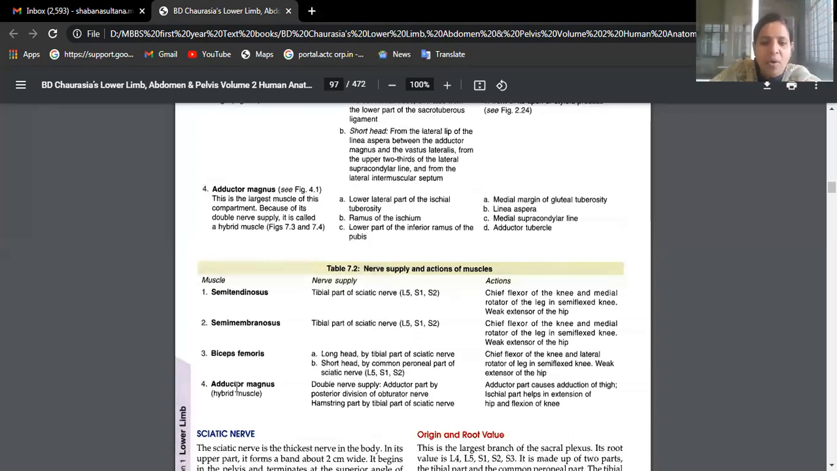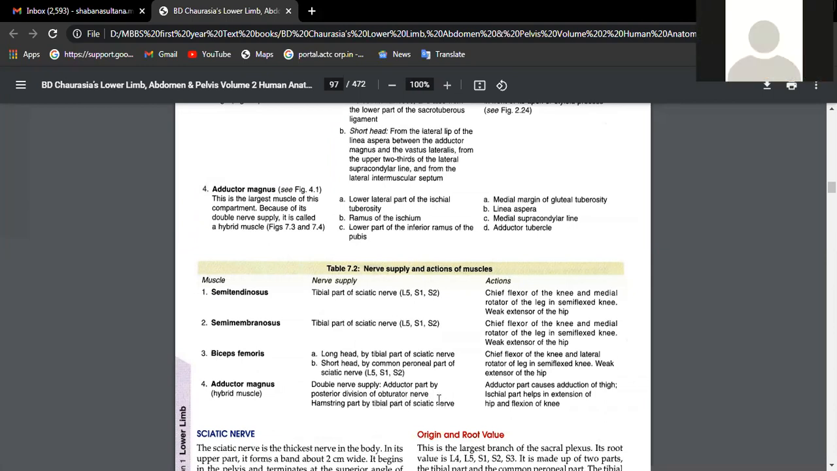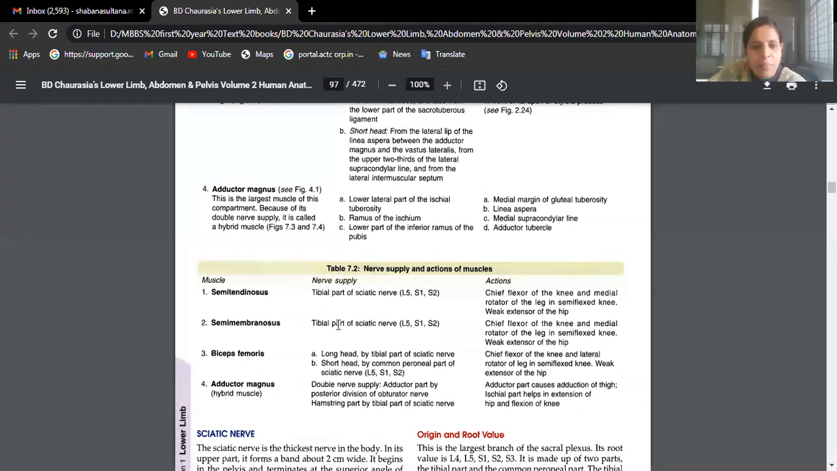Okay. And we know adductor magnus is present in both compartments, medial compartment and also posterior compartment. That's why adductor part is supplied by obturator nerve, which is the nerve of medial compartment. Hamstring part is supplied by tibial part of sciatic nerve. Sciatic nerve is the nerve of posterior compartment. Okay. Now, action also you should write better.